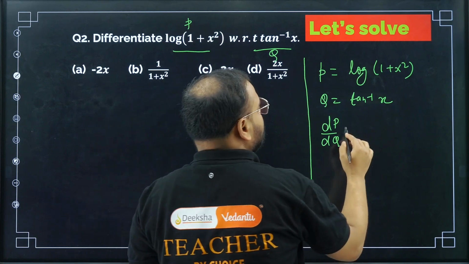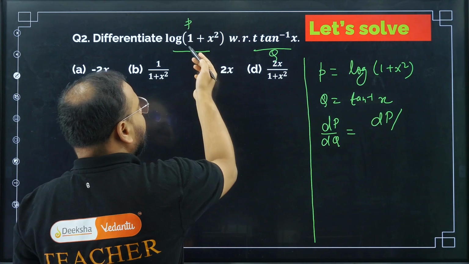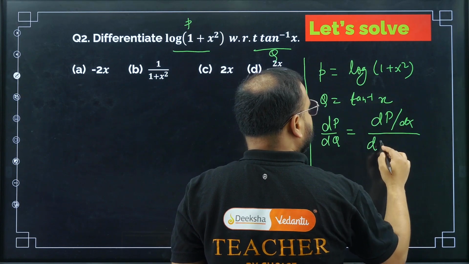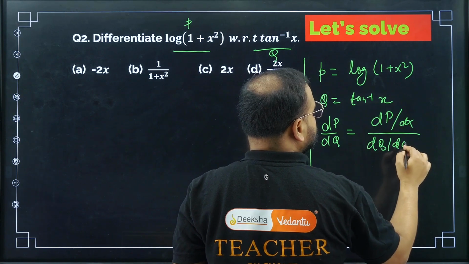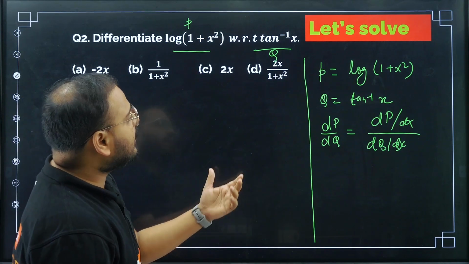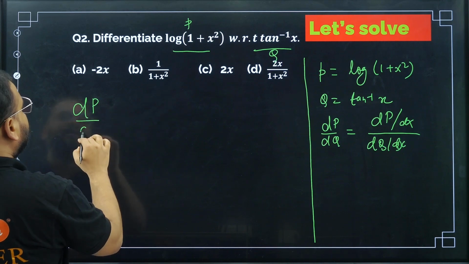And what we used to do, remember this? The function is defined in x, so dp by dq is dp by dx upon dq by dx. Very simple. How will I do the dp by dx part?